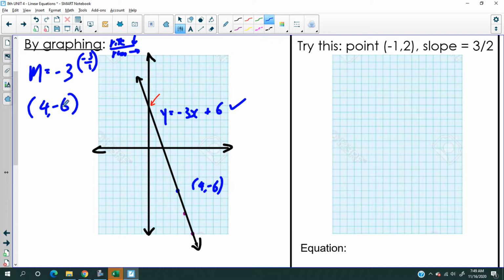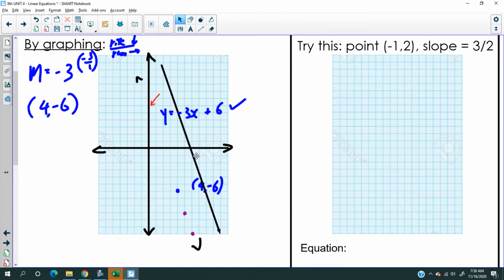Some of you might say, do I actually even need this point? The answer is you absolutely need this point, because if you don't have this point, you wouldn't know where to start. Otherwise, you could draw a bunch of lines that have a slope of -3. For example, I could go like this. That's a -3 slope. That's a -3 slope. That's a -3 slope. So you absolutely need to know at least one point, and that will be your starting point. However, this starting point obviously isn't your y-intercept, so you gotta be aware of that.